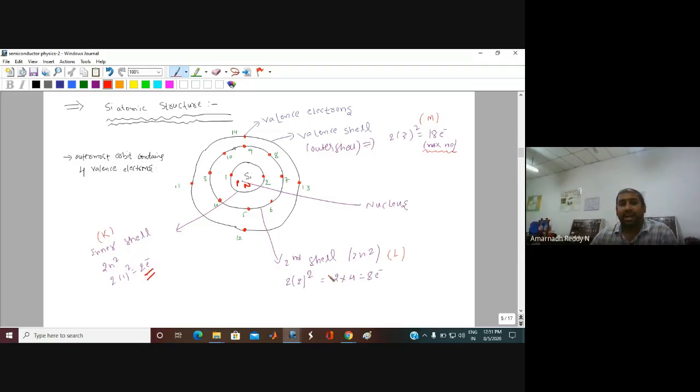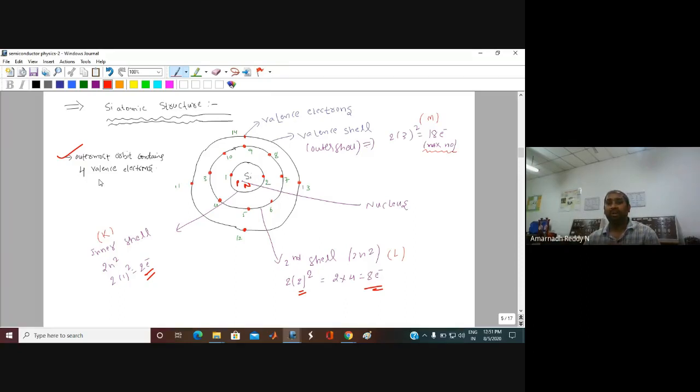I think we studied this. This one is called the next shell, L shell, second shell, 2n square. So 2 into 2, where n is the energy level or shell number, here the second shell, so n is going to be 2. 2 into 2 whole square gives a total of 8 electrons. And see here, the third shell: the maximum number is 18 electrons, but we have only 4 at the outermost orbit. So in the silicon atomic structure, and also in germanium, you will find the outermost orbit has 4 valence electrons.